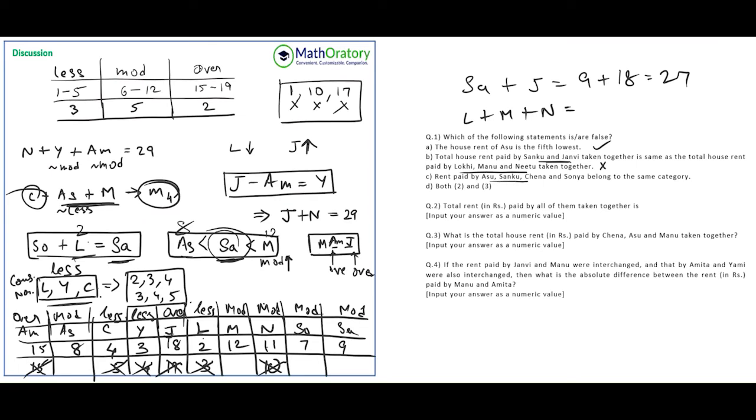Rent paid by Asu, Sanku, and Chena and Sonia belong to the same category. So Chena is falling in this less category, right? And there are just 3 people in the less category. So 4 of them cannot be. So I don't have to check in detail. So this is also false. So D is the answer. That is for the first one.